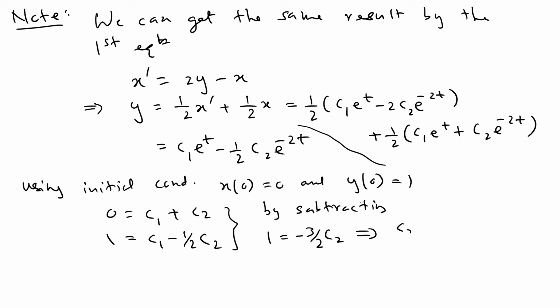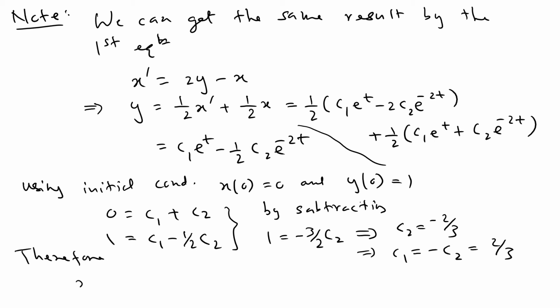This says that c2 equals negative 2/3. And then this implies that c1 equals negative c2 from the first equation, just change the sign. Okay, so therefore now we have the two solutions.